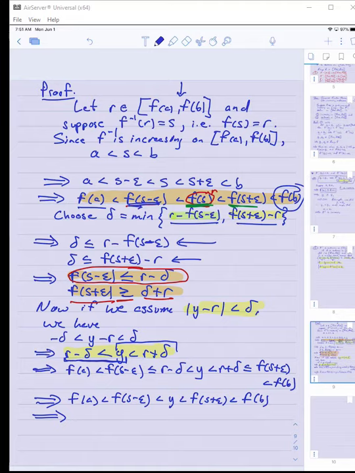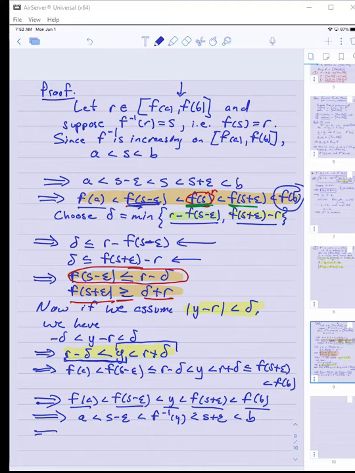Okay, now what happens if I apply the inverse function to all parts of this? Well, we've already shown that the inverse function is increasing if f is. So if this is smaller than this, is smaller than this, is smaller than this, is smaller than this, then when I apply f inverse to everything, that is f inverse of f of a, which would be a, would be less than f inverse of f of s minus epsilon, which would be s minus epsilon. That would be less than f inverse of y, which would be less than f inverse of f of s plus epsilon, which would be less than f inverse of f of b, which would be b.